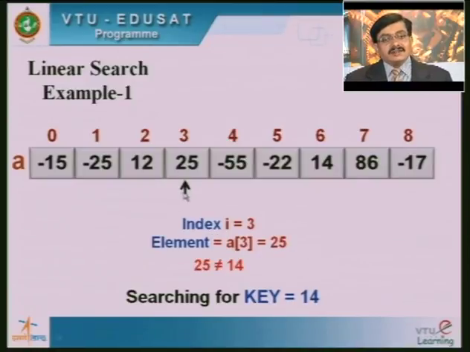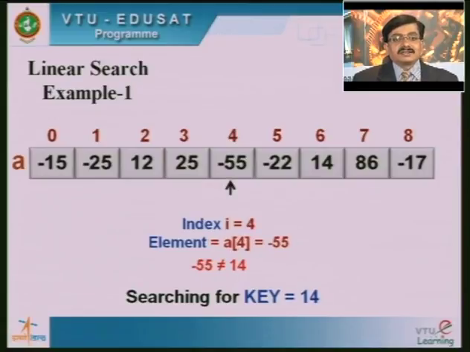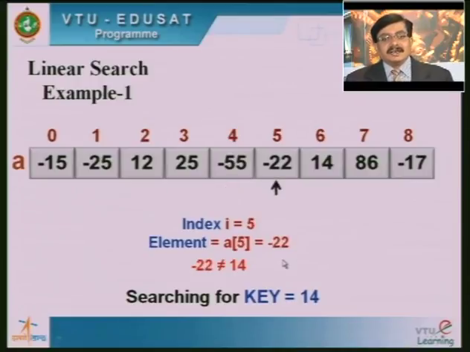Now when i is equal to 3, we are pointing to A of 3, and the value of A of 3 is 25. Again 25 is not equal to 14. So again we have to go for the next element of the list. When i is equal to 4, A of 4 is minus 55, and minus 55 again is not equal to 14. Again we go for the next element. When i is equal to 5, it is minus 22. Minus 22 is not equal to 14.